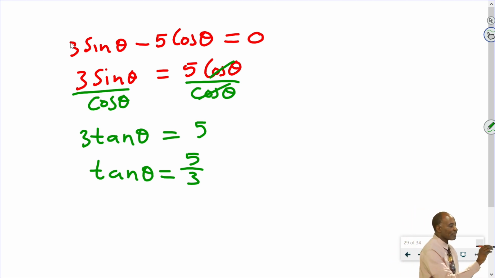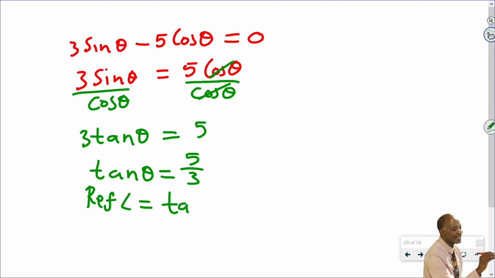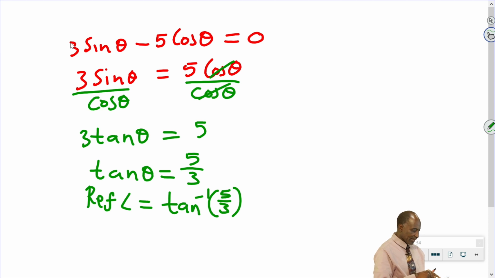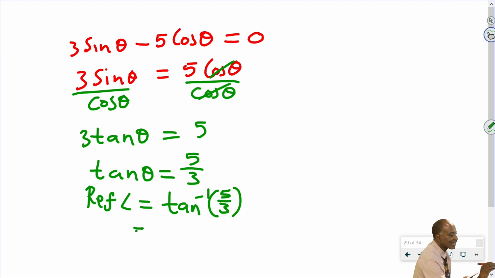Then from there, we find our reference angle, which equals the inverse tan of 5 over 3. Fortunately, it's a positive value. So you take your calculator, you press second function tan, it will say arc tan. You introduce a bracket, then you fit your fraction 5 over 3, close the bracket and press equals. I'm getting my angle as 59.04 degrees, correct to 2 decimal places.